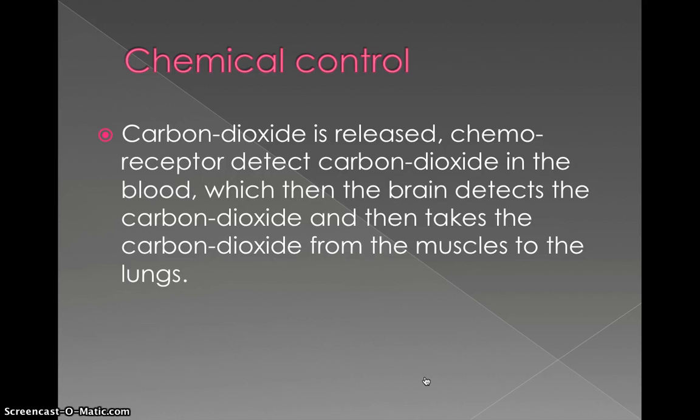Chemical control. Carbon dioxide is released. Chemoreceptors detect carbon dioxide within the bloodstream, which the brain then detects, and that then takes the carbon dioxide away from the working muscles to the lungs so that the lungs can exhale the carbon dioxide.